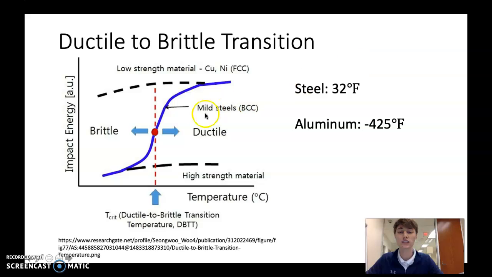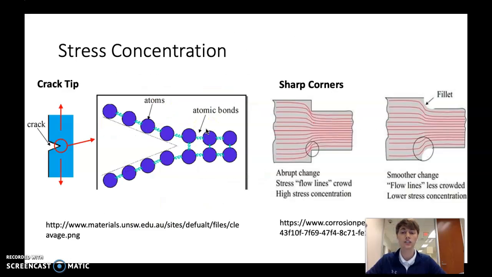This process is known as ductile to brittle transition. As you can see here, as temperature increases, ductility increases, but whenever temperature decreases, a material becomes more brittle. In some steels, the ductile to brittle transition temperature is around 32 degrees Fahrenheit, and in some aluminums, it's around negative 425 degrees Fahrenheit. At its specified ductile to brittle temperature, a material will transition from a ductile to brittle state, and vice versa.